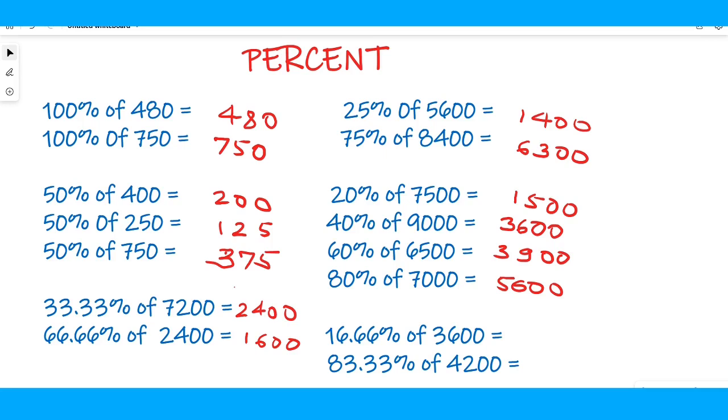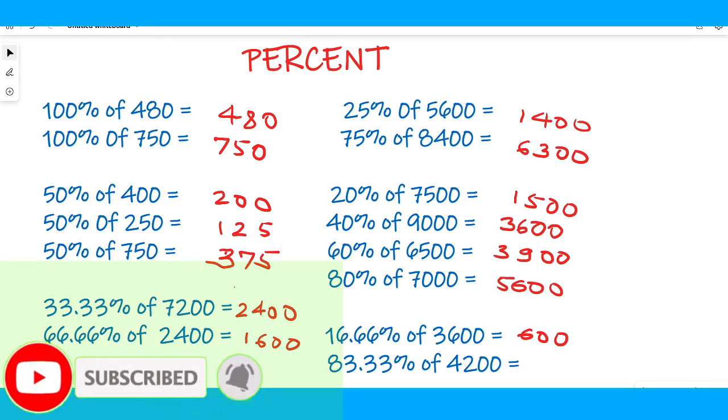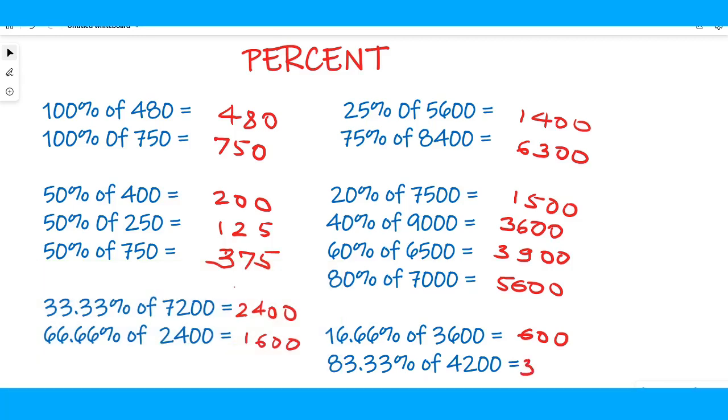16.66% is 1/6. Thus 16.66% of 3600 is 1/6 of 3600, which is 600, and 83.33% is 5/6 when converted into fraction. Thus 83.33% of 4200 is 5/6 of 4200. So 1/6 is 700, hence 5/6 is 3500. So we write 83.33% of 4200 is 3500.